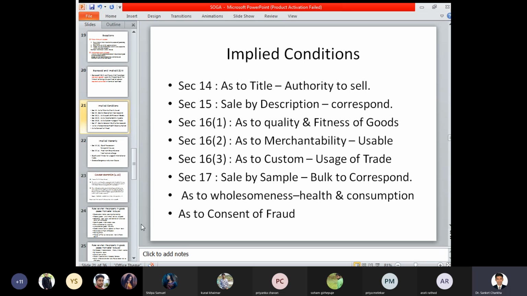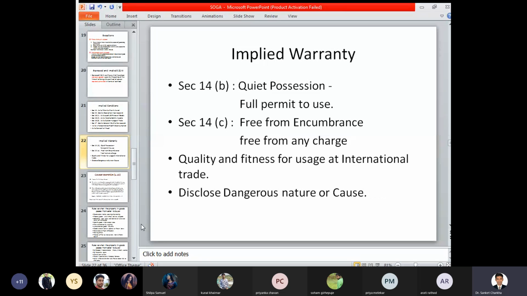Because we are learning the concept of implied condition. So based on the condition, the contract can be repudiated. You can claim the damages as well as the compensation. Now let's move to the next point, that is implied warranty. Implied warranty. Now what is a warranty?